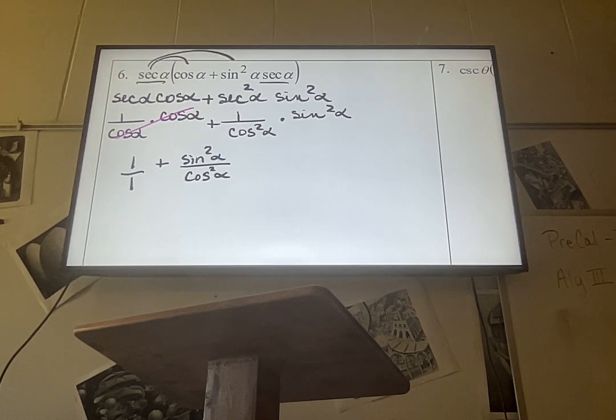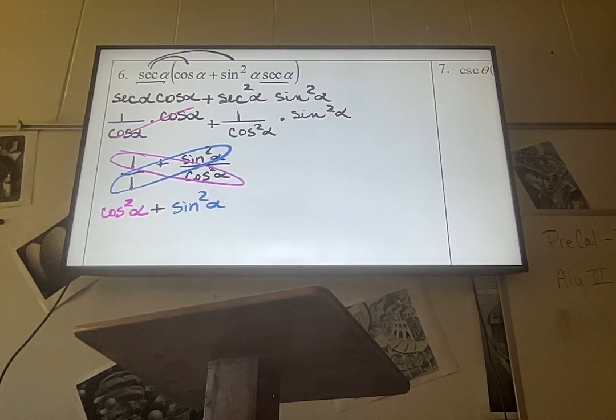I like the other ones better because you know where you're going. On these, we don't know exactly where we're going. We're just trying to simplify it as much as possible. So multiply these two. Multiply these two. And then the bottom two.